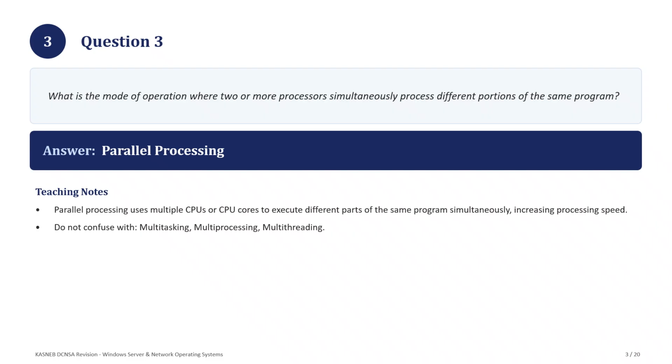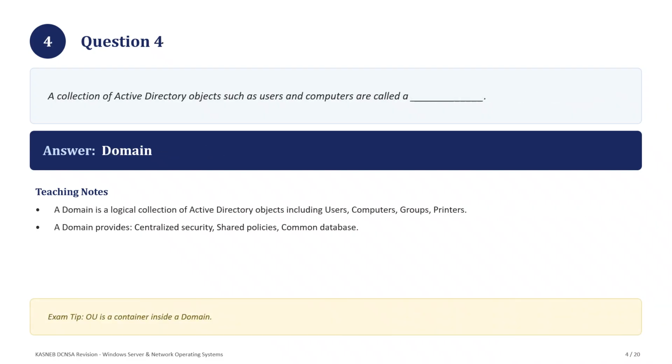Question 4. A collection of Active Directory objects such as users and computers are called a blank. The answer is domain. A domain is a logical collection of Active Directory objects including users, computers, groups, and printers. A domain provides centralized security, shared policies, and a common database. An organizational unit is a container inside a domain, not the domain itself. That is an important exam tip.